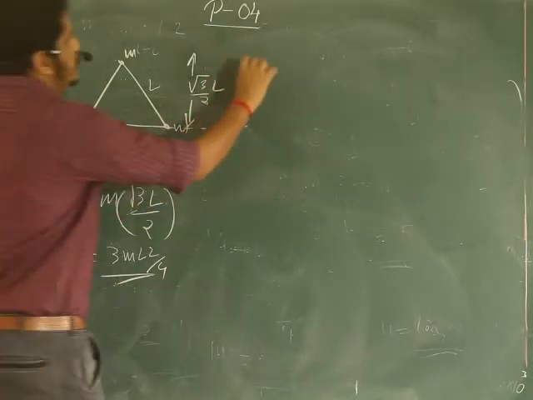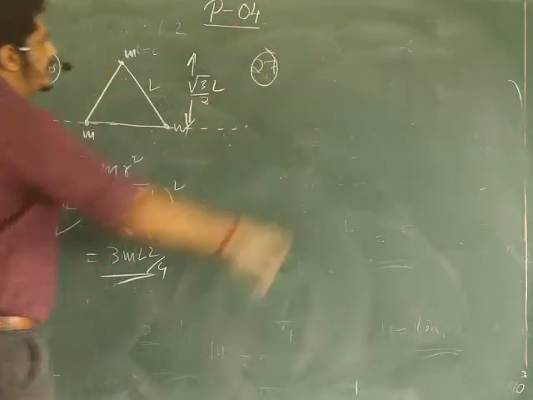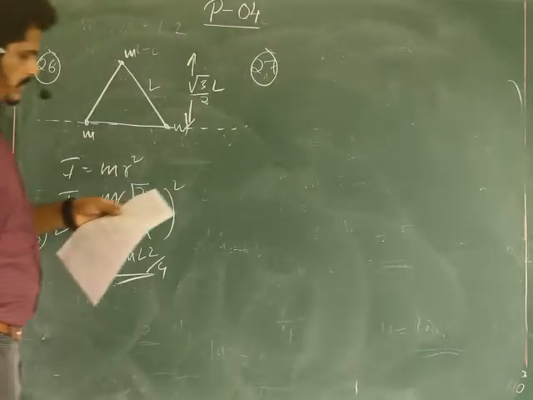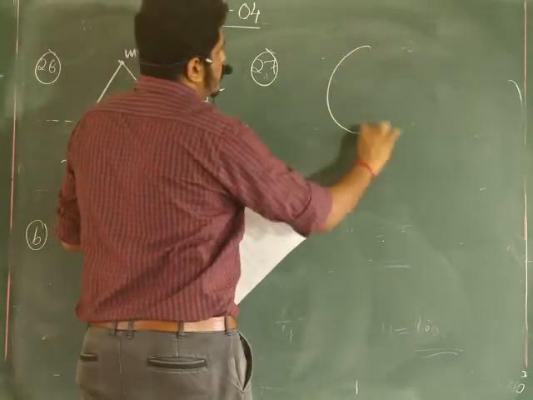Question number 27. So question number 27, what is that? A disk of mass m and radius r.